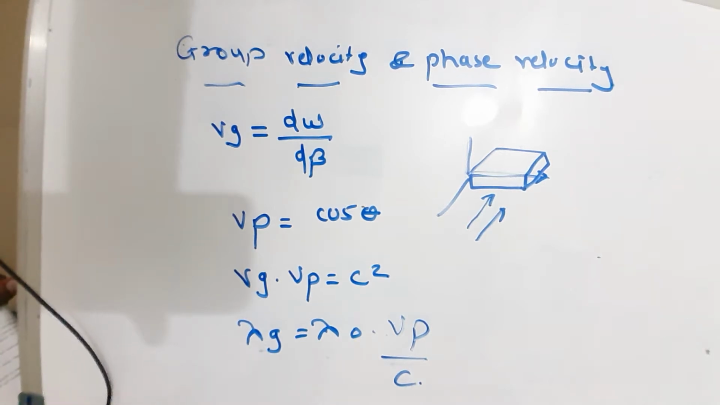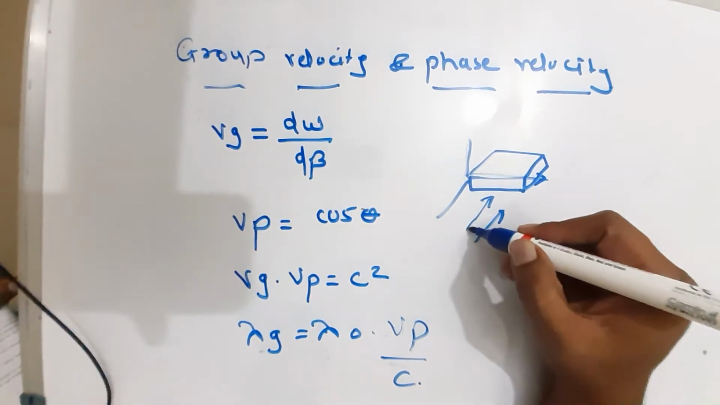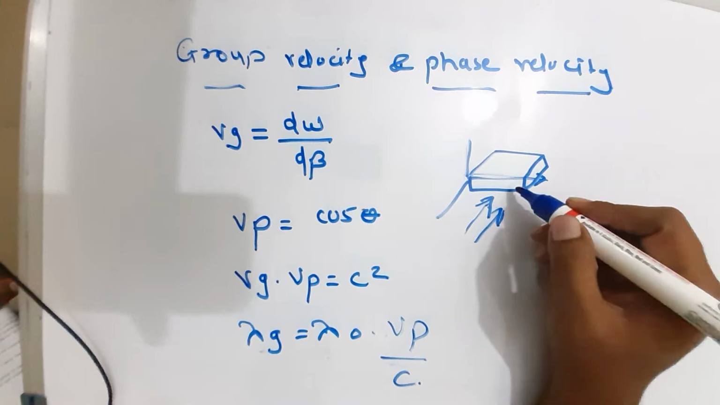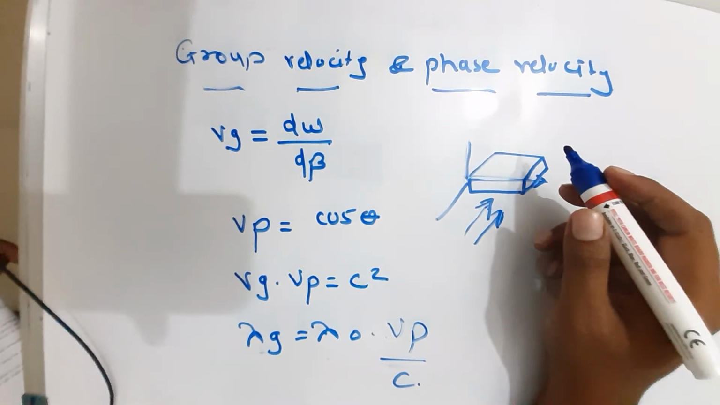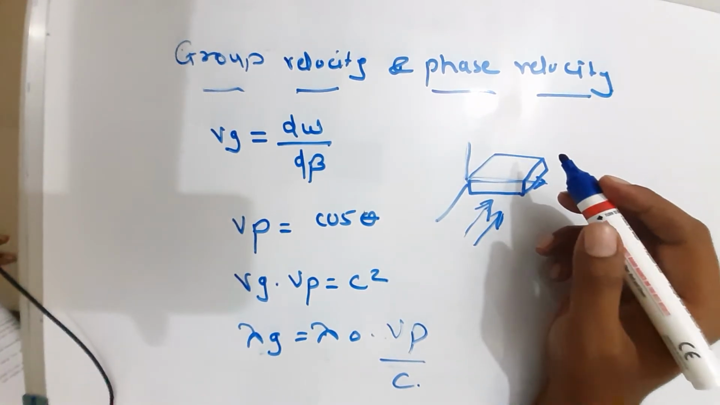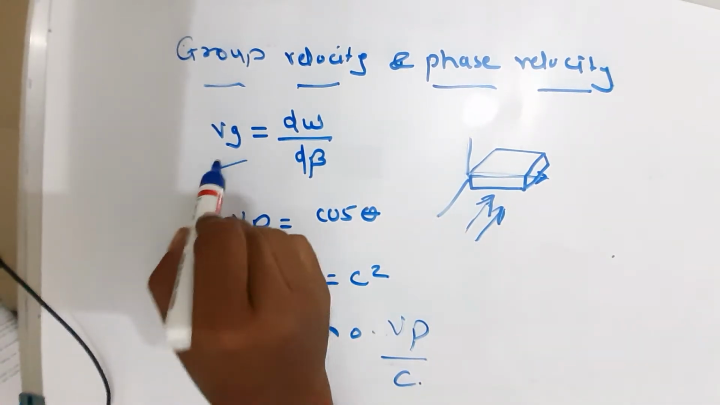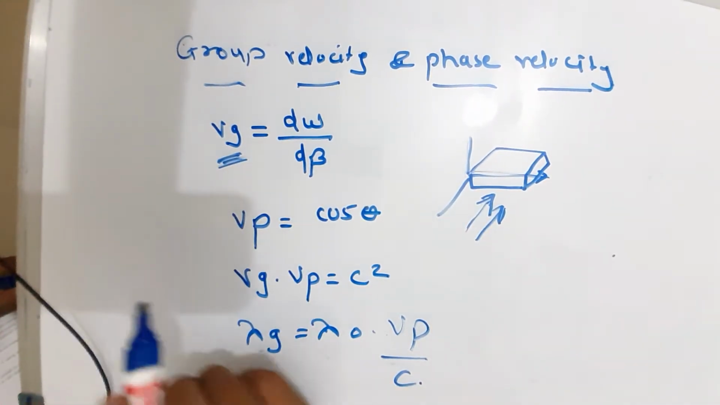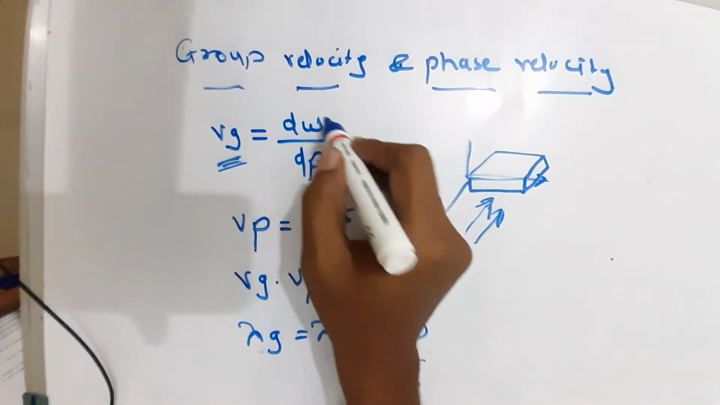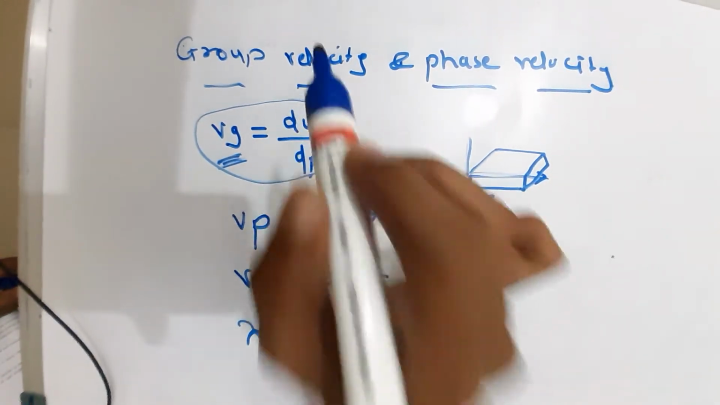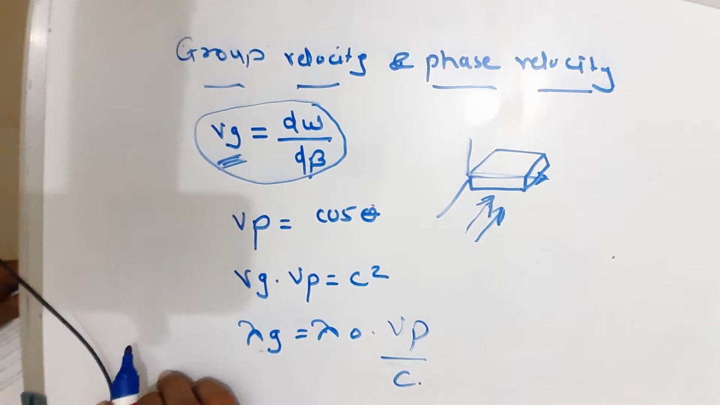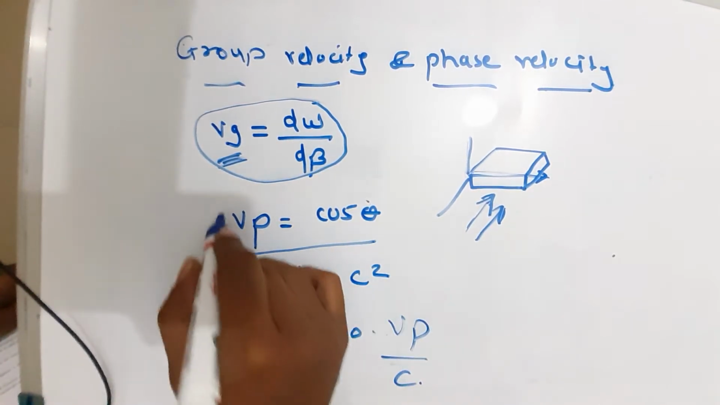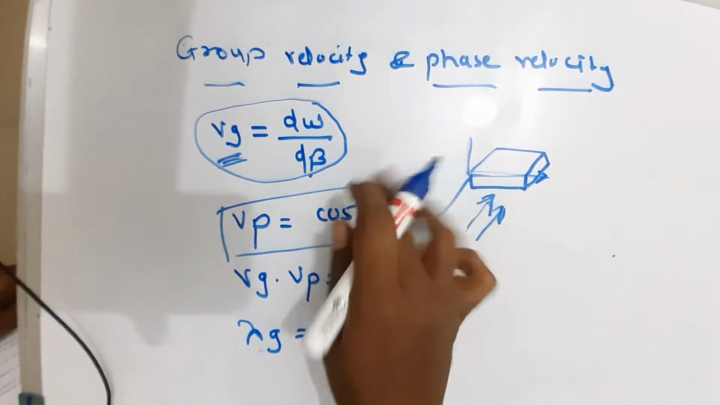And the basic definition of group velocity is what? The rate at which a wave propagates through the waveguide is known as the group velocity. It will be denoted by Vg, which is delta W divided by delta beta. This is the formula for group velocity. Now we will go for the phase velocity. Vp stands for the phase velocity.